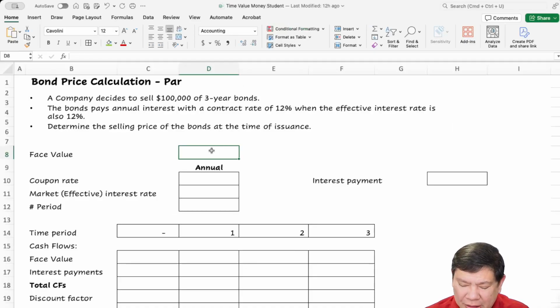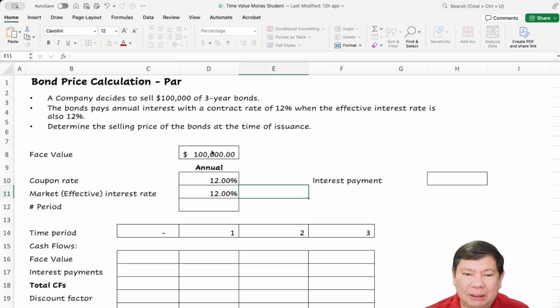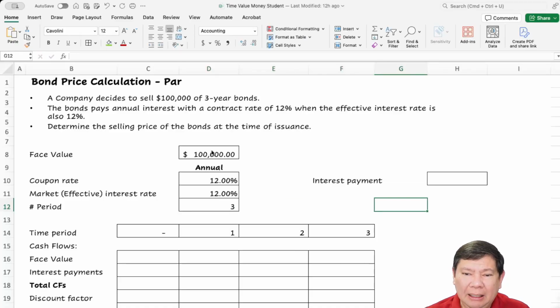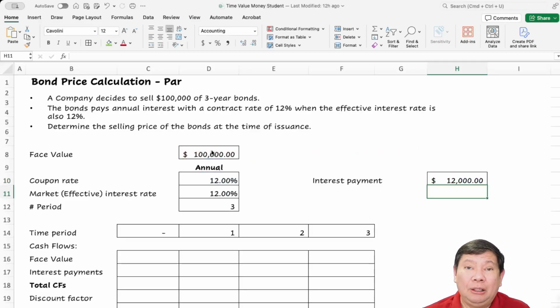Okay, so the bonds, the face value is 100,000. The coupon rate is 12%. The market rate is also 12%. And we are going to have 3 periods. And the interest payment to the bondholders is going to be based on the coupon rate. So 12% times $100,000. $12,000 will be paid to the bondholders every year.